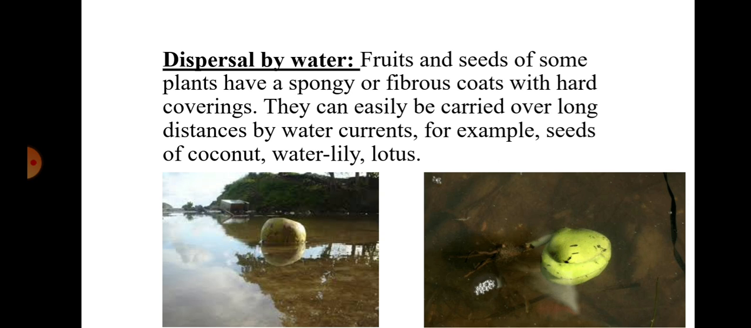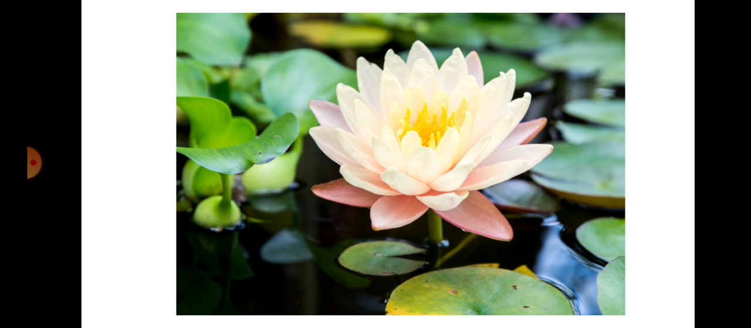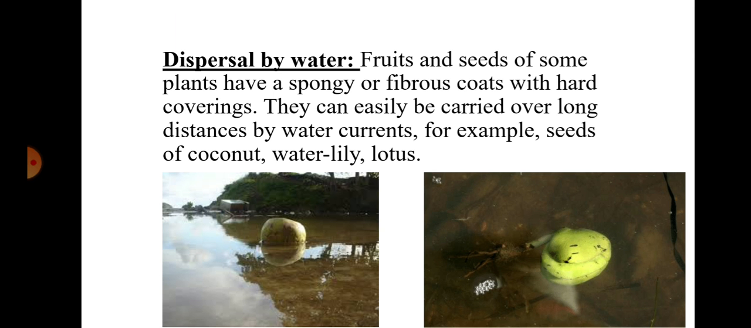Dispersal by water. Fruits and seeds of some plants have spongy or fibrous coats with hard coverings. They can easily be carried over long distances by water currents. For example, seeds of coconut, water lily, lotus. You see the picture, a lotus and a coconut also. Okay.